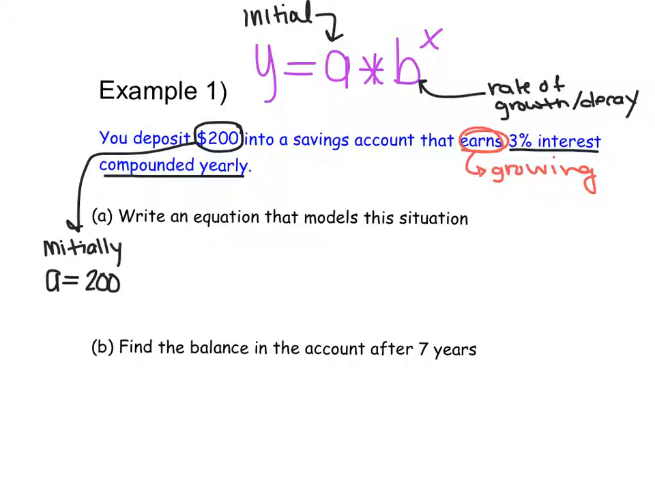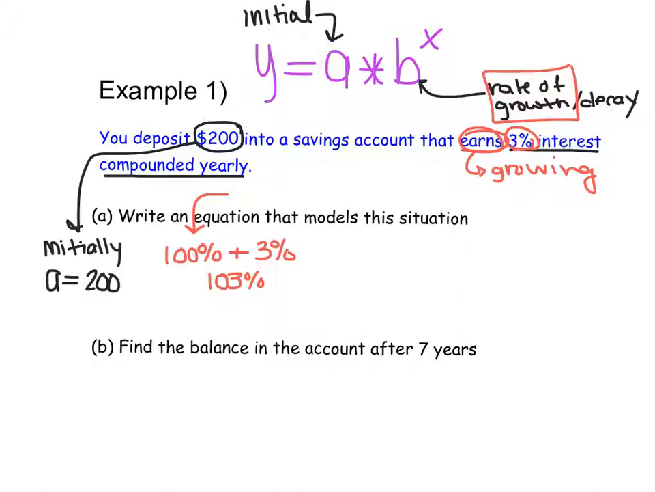So essentially what's happening is we have 100% of our money, but it is growing 3% each year. So this percentage right here is meant to help you find, in this case, our rate of growth. So we have 100% of our money, and then we're adding 3% to it each year. So after each year, we really have 103% of our money, which means we have more money than when we started, which is pretty nice.